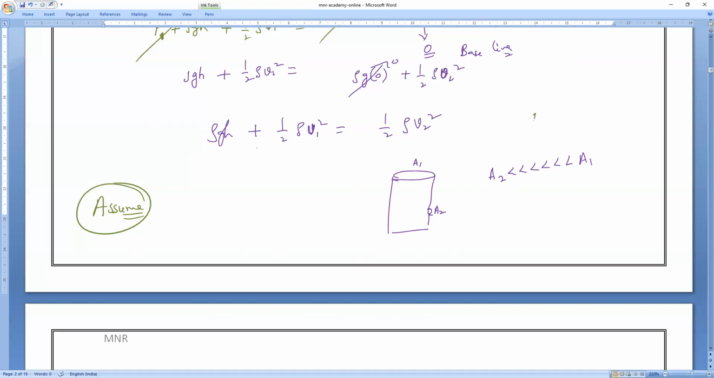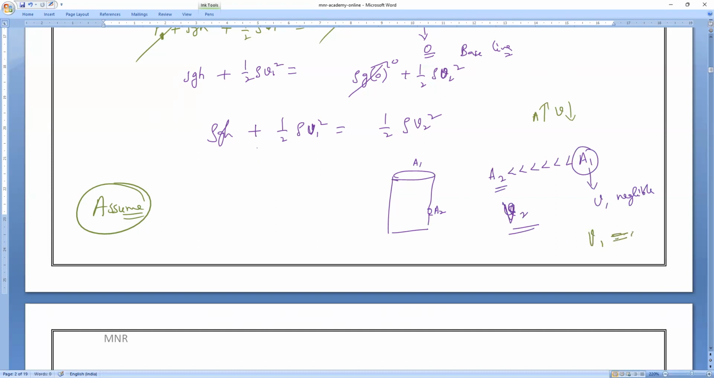We all know that if area increases, velocity decreases. So if A2 is extremely smaller than A1, then definitely the velocity V1 is almost negligible compared to V2. Will you all agree with me?